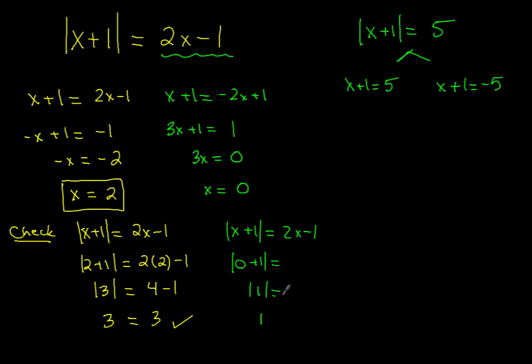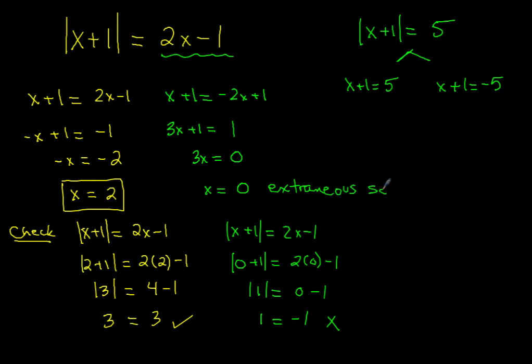Now on the right-hand side, again I'm going to line up my equal signs. I'm going to plug in 0. So 2 times 0 minus 1. 2 times 0 is 0, minus 1, I get negative 1. Oh my gosh, I have two different numbers on each side of the equal sign, so not playing. So x equals 0 is what we call an extraneous solution. It's extra, but doesn't work.